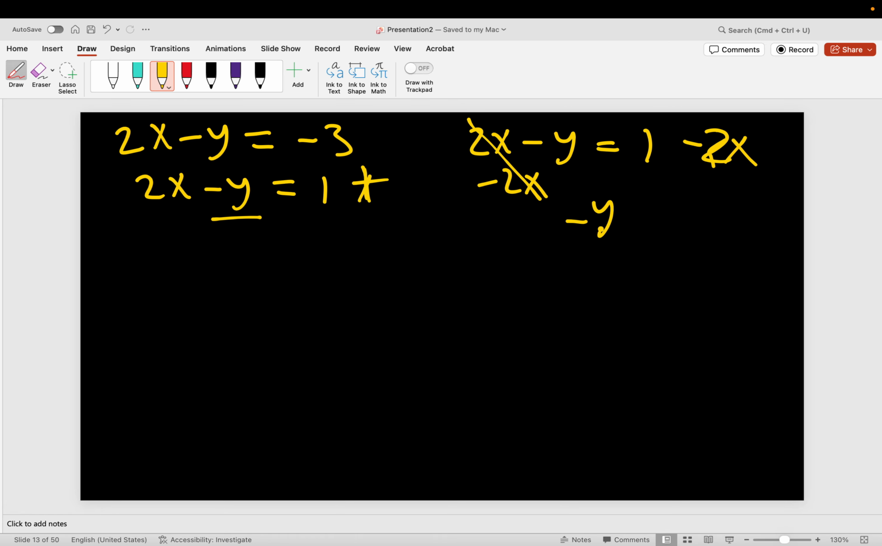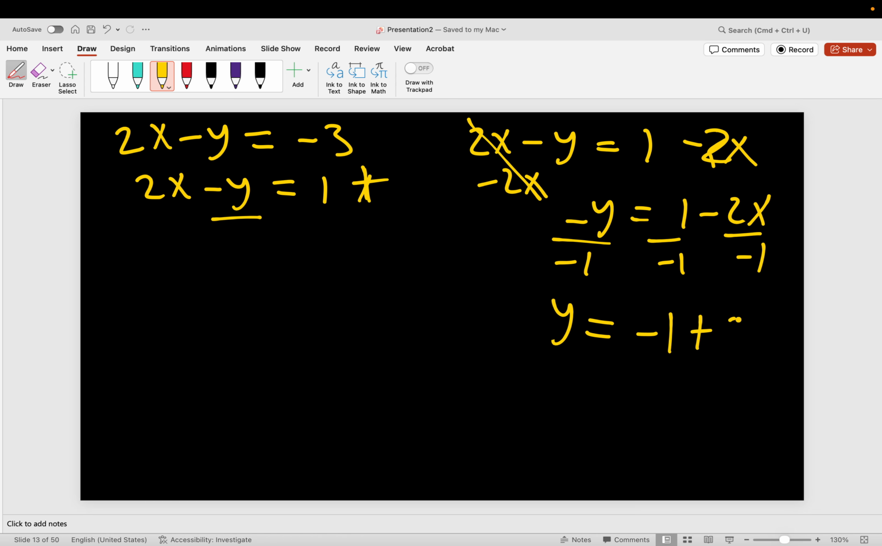I'm going to go ahead and subtract 2x from both sides of my equation. So negative y is 1 minus 2x. And so we're going to divide everything by negative 1. So my y is negative 1 plus 2x, right? And now we're going to plug it into the other equation, not the one you started with, but the other one, which is this one, by the way.